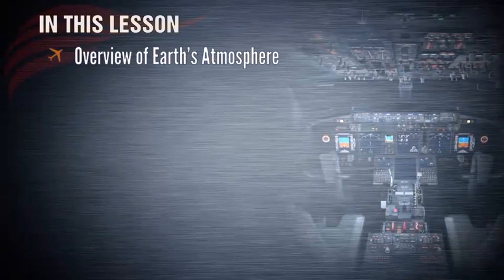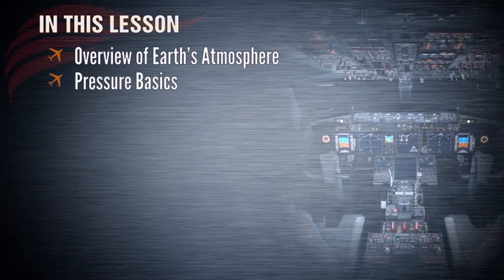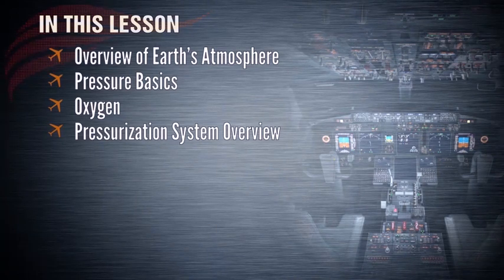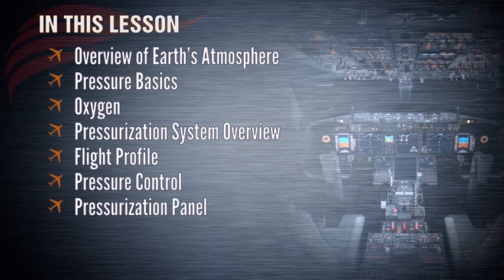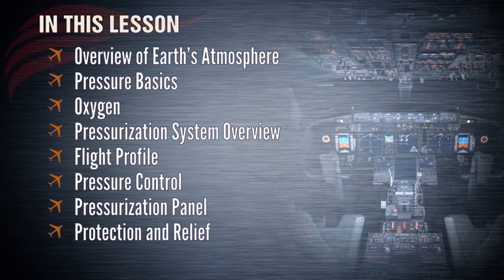This lesson will cover the following topics: overview of the atmosphere and its components. What is pressure? How is it measured? And how does it vary with altitude? Oxygen at different altitudes, the concept of hypoxia, 737 NG pressurization system overview, typical flight profile, cabin pressure control and pressure control modes, cabin pressurization panel and cabin altitude panel selectors, pressurization protection and relief, and a lesson summary.